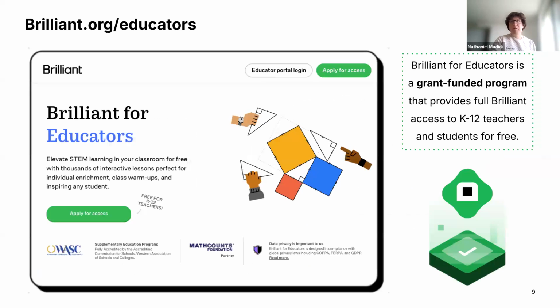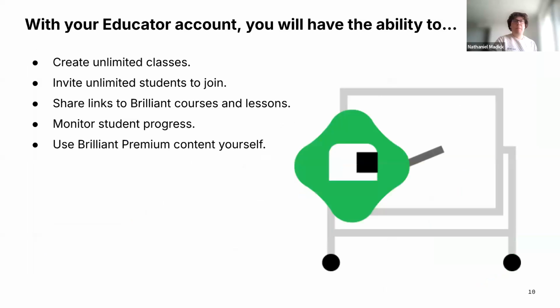So about the Educator platform. In order to access it, you have to go to brilliant.org/educators and apply for access. Once again, it's free. You can apply as a K-12 teacher directly. With your Educator account, you're going to be able to create unlimited classes. You're going to invite as many students as you'd like to. Now, to be clear, students will then also get free premium access. You can share links to Brilliant courses and lessons, monitor student progress, and use Brilliant content yourself.